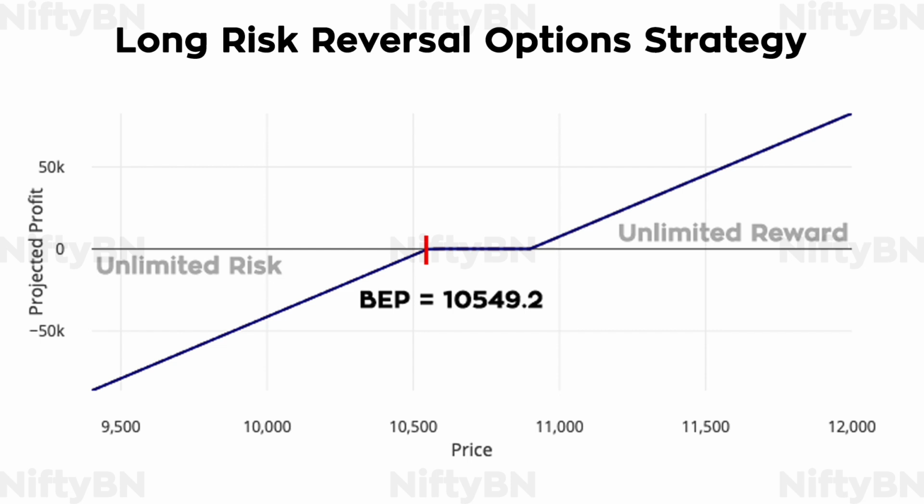Now let's look at the risk graph of the long risk reversal option strategy. From the risk graph, it is evident that the strategy has both unlimited risk and unlimited reward. The break-even point is below at the money at 10,549.2 as it has been initiated for a net credit of 0.8. The upper inflection point is the strike price of the call, which is 10,900, and the lower inflection point is the strike price of the put, which is 10,550.